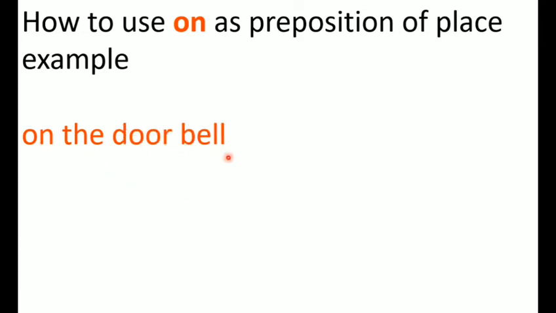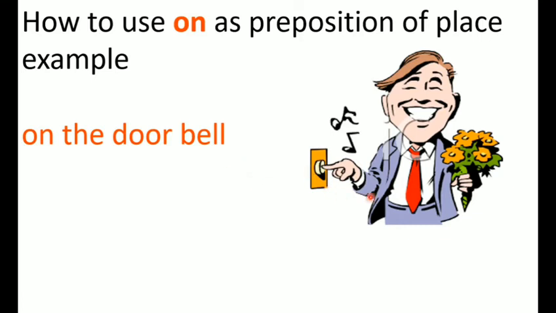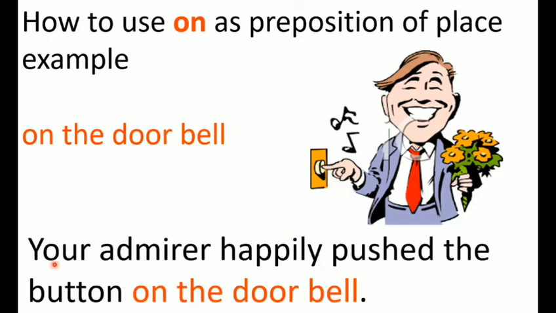Next, on the doorbell. Alright, we see a guy here touching this button of the doorbell. Example sentence, your admirer happily pushed the button on the doorbell. Alright, we can see here, nakadikit yung daliri nitong lalaki dito sa doorbell. So, our proper preposition should be on. Hindi pwede ang in, hindi rin pwede ang at.